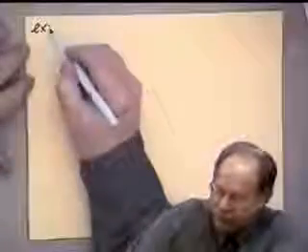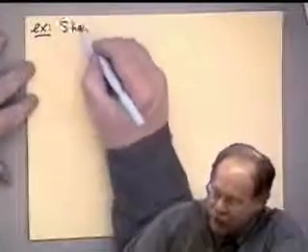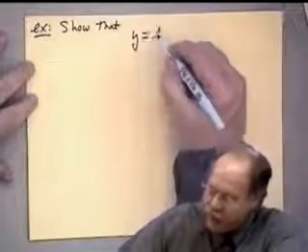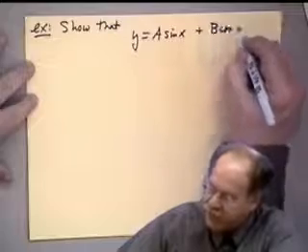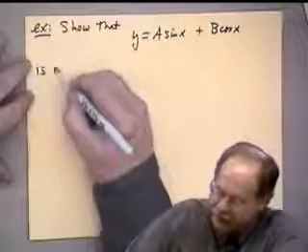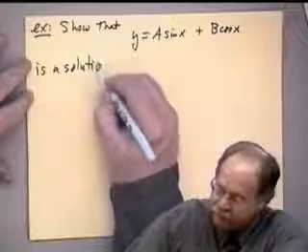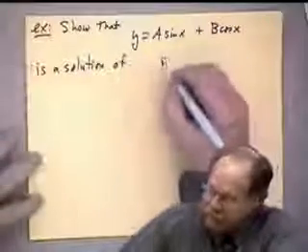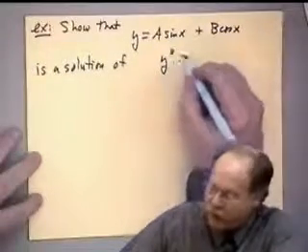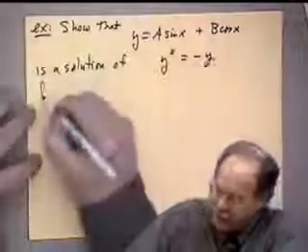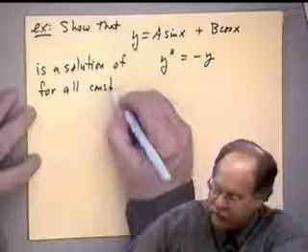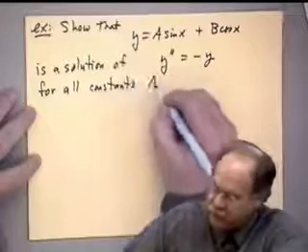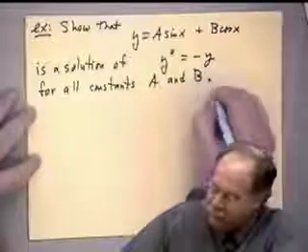Okay, one more example. Show that this function y equals a sine x plus b cosine x is a solution of the following differential equation, y double prime equals minus y, and that's going to be a solution for all values of constants a and b. So for all constants a and b.